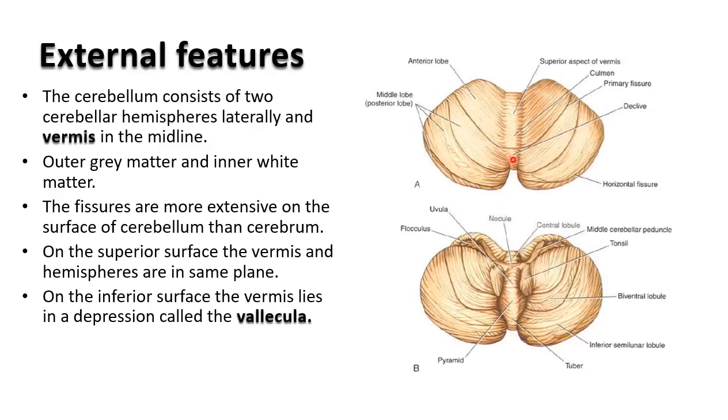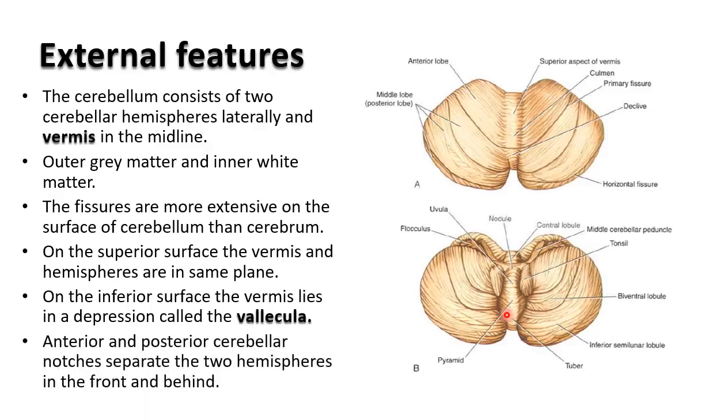The vermis is almost merging with the cerebral hemispheres on the superior aspect, but on the inferior aspect you can see it is present in a depression between the two cerebellar hemispheres called the vallecula. Vermis means it appears like a worm. So you are able to see a worm with all those segments like an earthworm. That is why it is called the vermis.